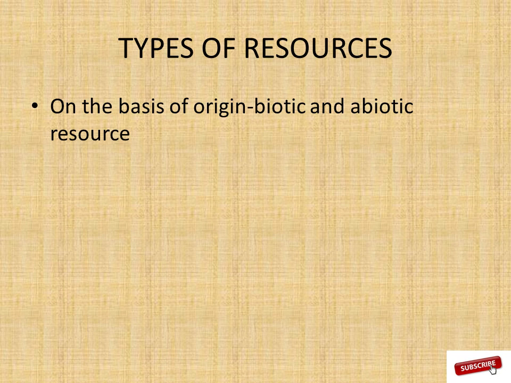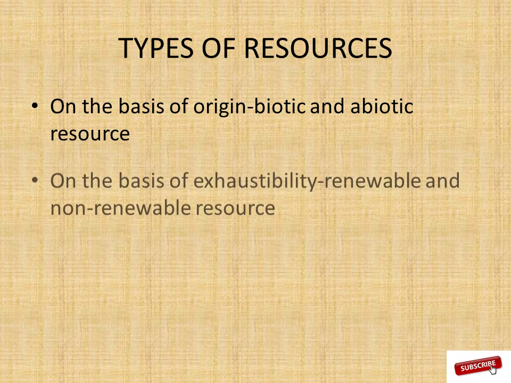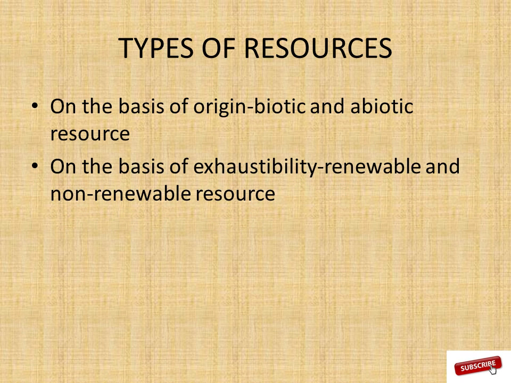On the basis of exhaustibility, renewable resources and non-renewable resources are the two types of resources. The renewable resources are the resources which can be renewed or reproduced by physical, chemical, or mechanical processes, and these are known as renewable or replenishable resources. Examples are solar and wind energy, water, forest, and wildlife. The renewable resource may be further divided into continuous or flow.